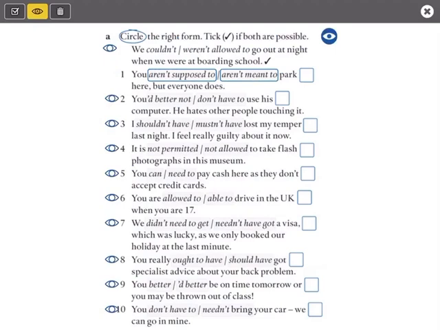Or, you don't have to use his computer. He hates other people touching it. Which one? Or maybe both. What do you think? Well, of course, you'd better not, because there are consequences. He hates other people touching it. No, más te vale no utilizarlo.